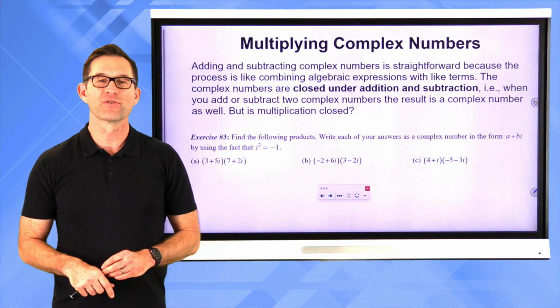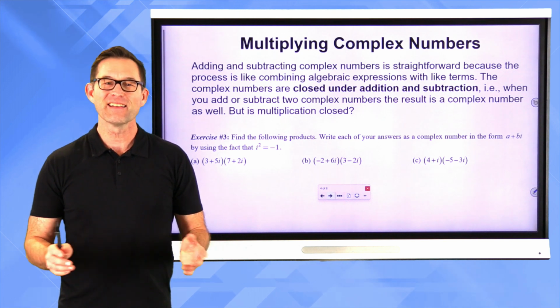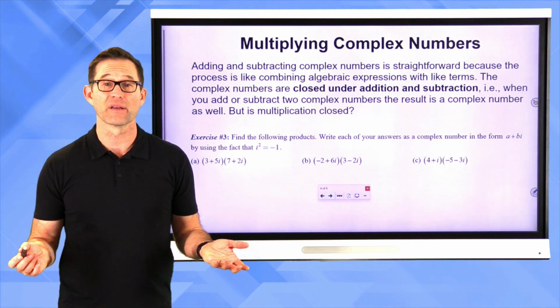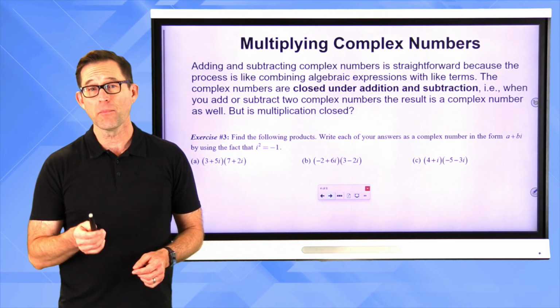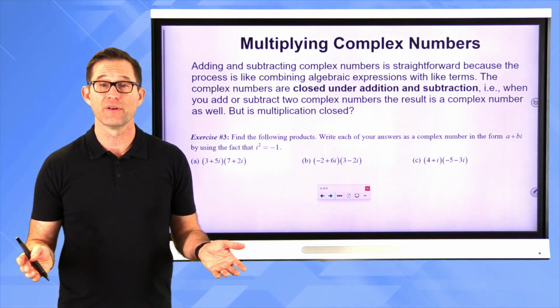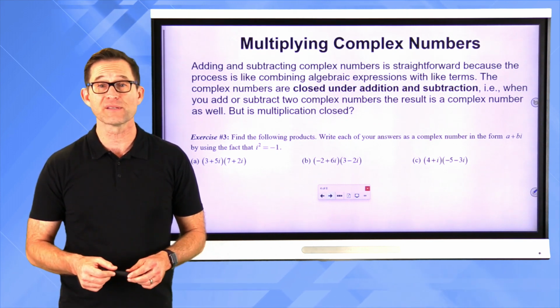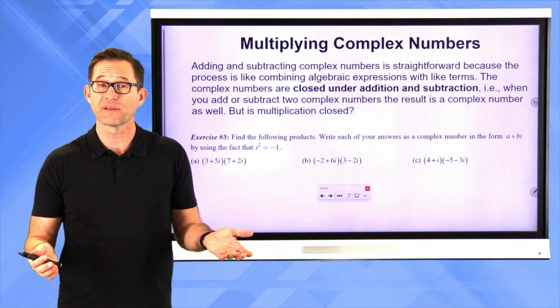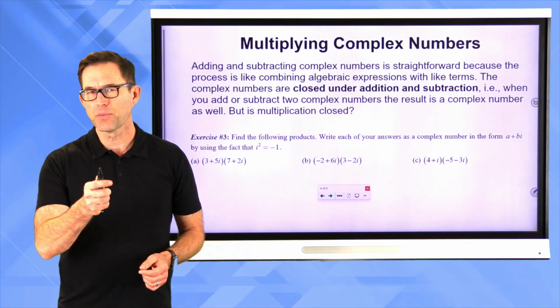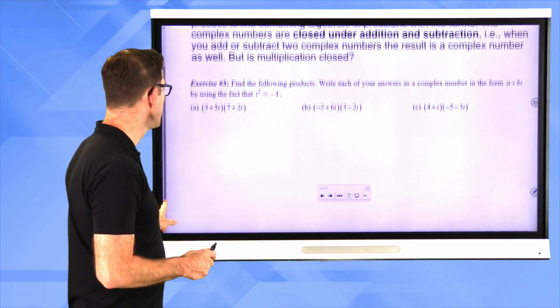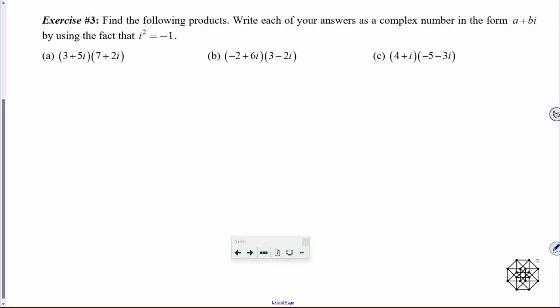Now let's talk about multiplying complex numbers. Adding and subtracting complex numbers is straightforward because the process is like combining algebraic expressions with like terms. The complex numbers are what are known as closed under addition and subtraction, i.e. when you add or subtract two complex numbers, the result is a complex number as well. But is multiplication closed? Let's see if we can answer that question by looking at exercise number 3.